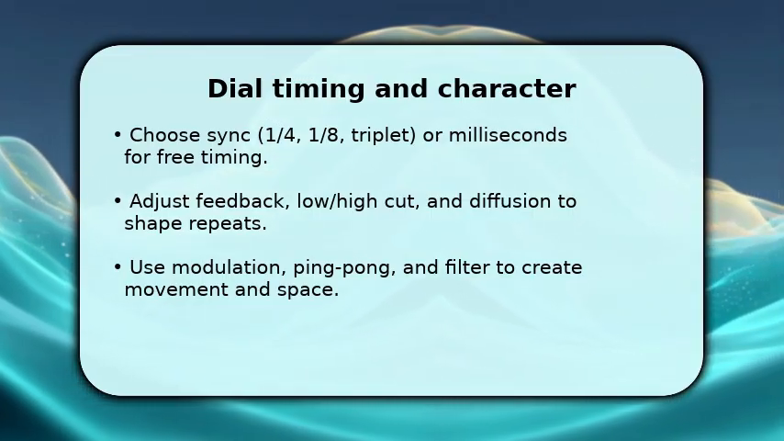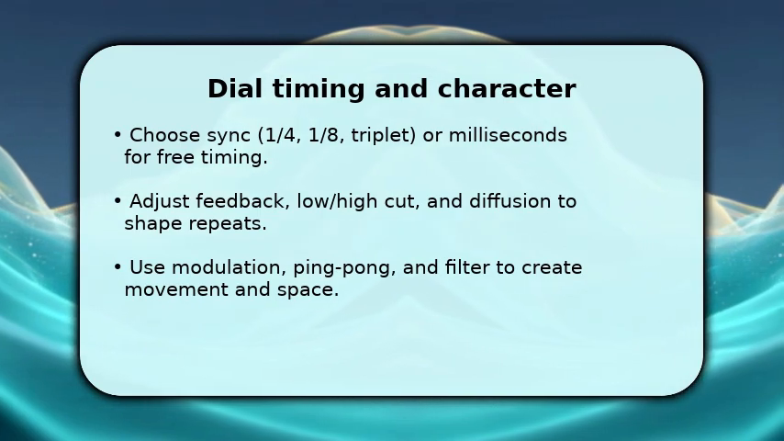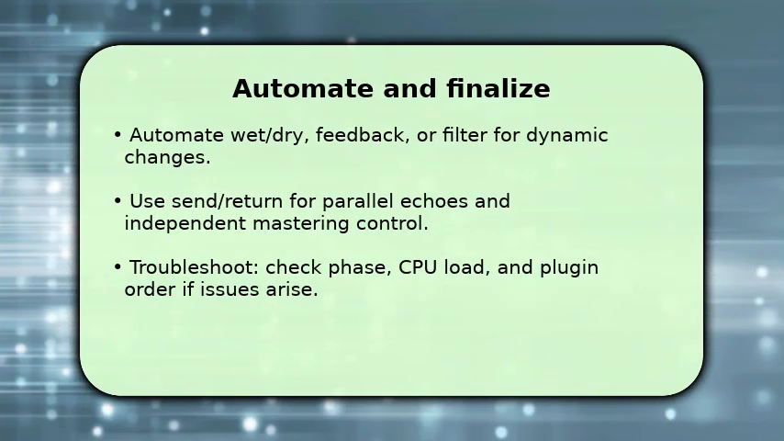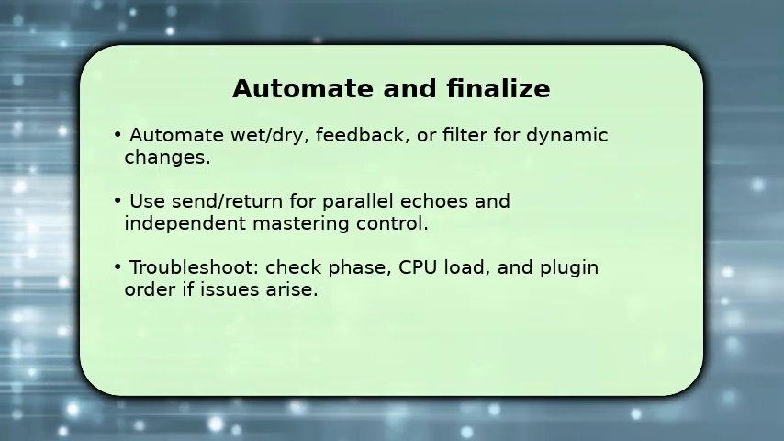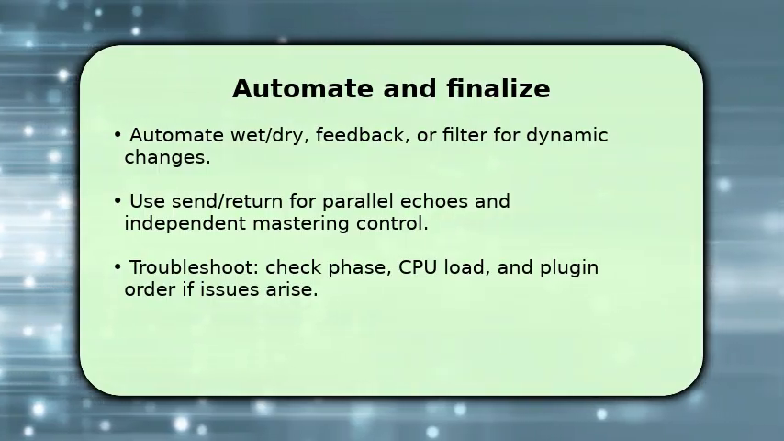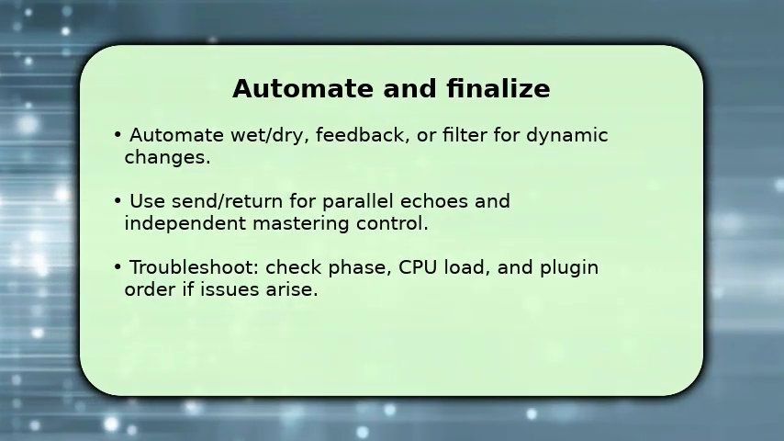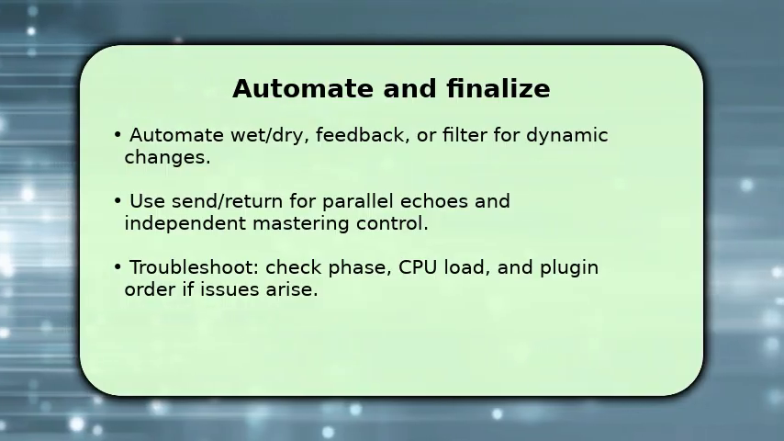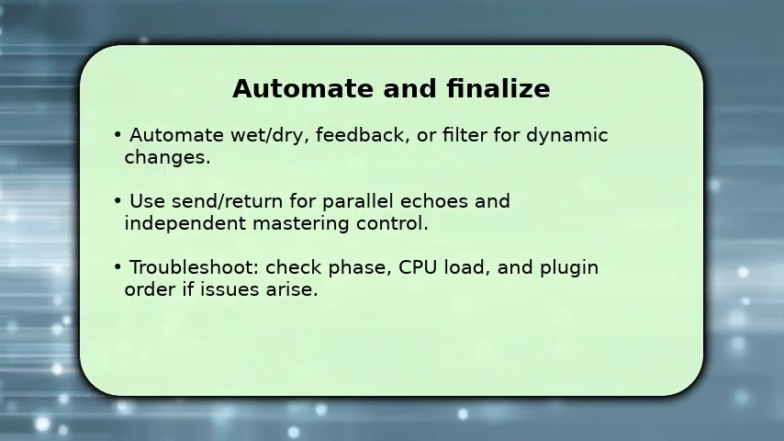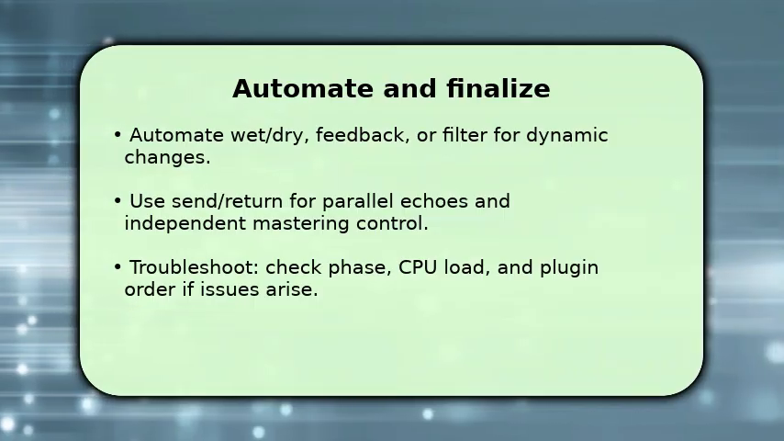To finish, automate echo parameters so repeats evolve with the arrangement, automate wet/dry for drops or big choruses, and modulate feedback for tension. Consider using a send to a return track for parallel processing and easier mastering, which keeps the original dry signal pristine. Make sure plugin order doesn't conflict with compressors or EQs.